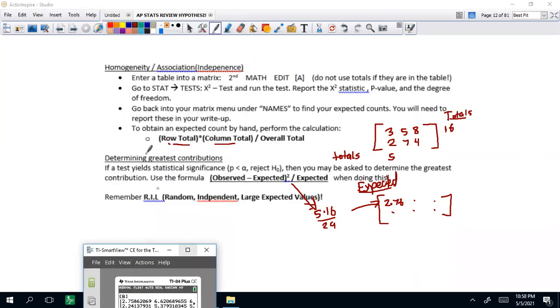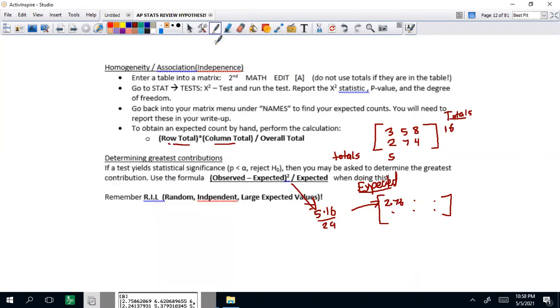When you're doing your chi-squared test, remember your conditions: random, independent, and large expected values. Large counts means expected values greater than or equal to 5. That's kind of the rule there.